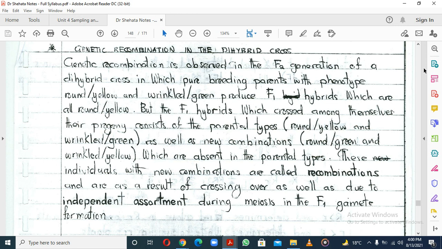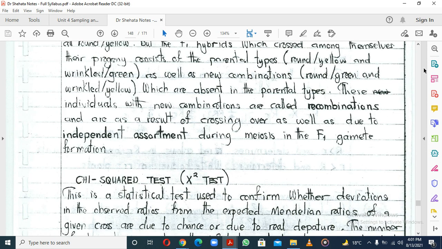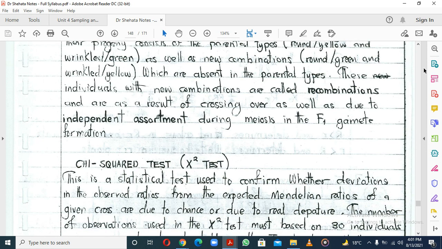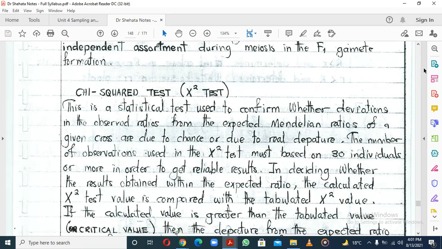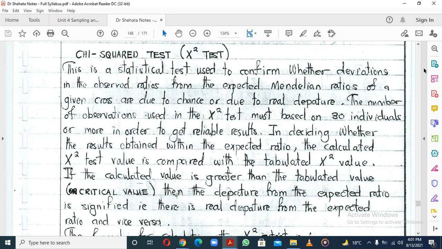So these individuals with new combinations are called recombinants, or recombinations if you want, but let's go with recombinations. They arise as a result of crossing over, which we know occurs in meiosis, and it can also be due to independent assortment in the F1 gamete formation. We talked about independent assortment. Actually, that's where the dihybrid cross comes in.